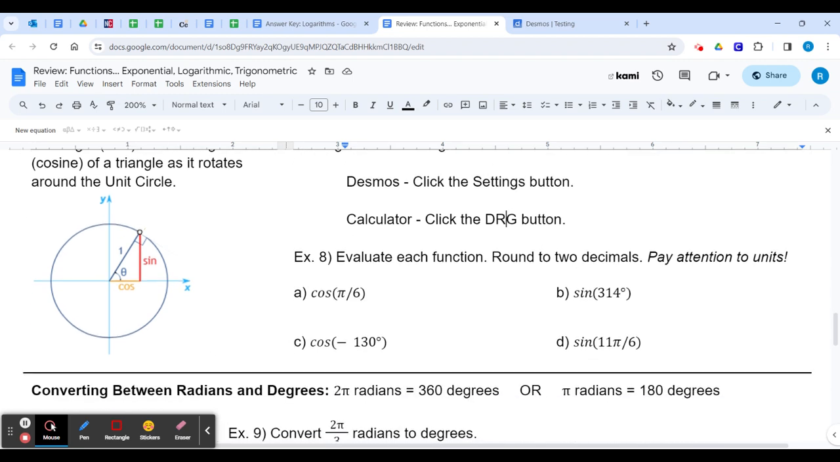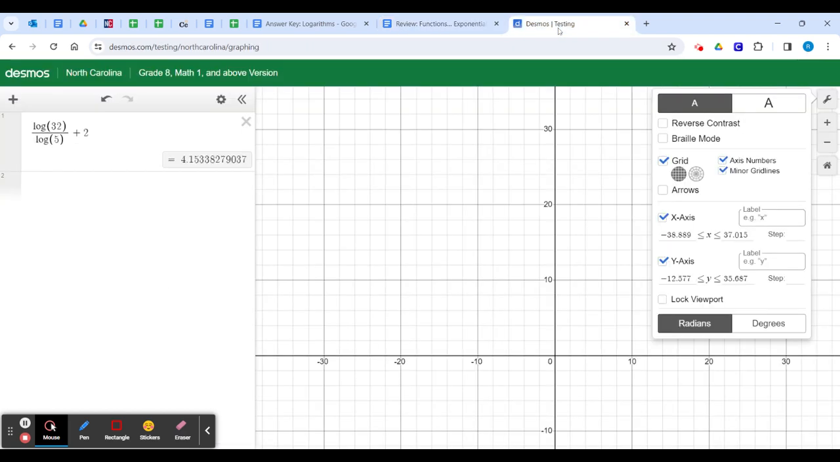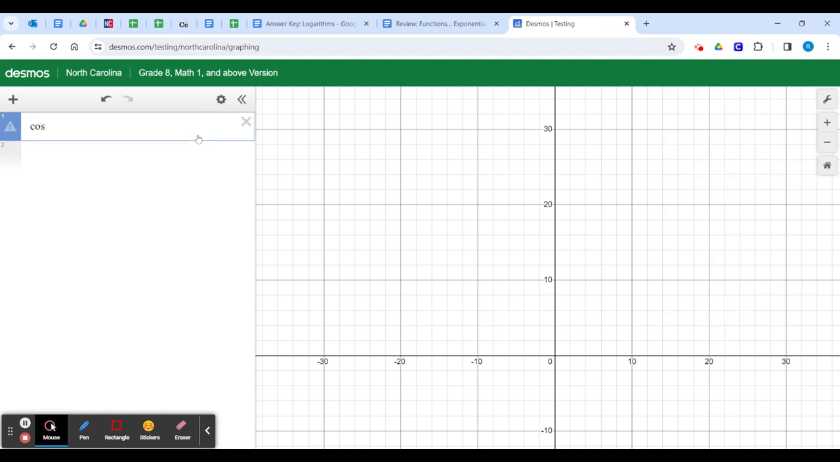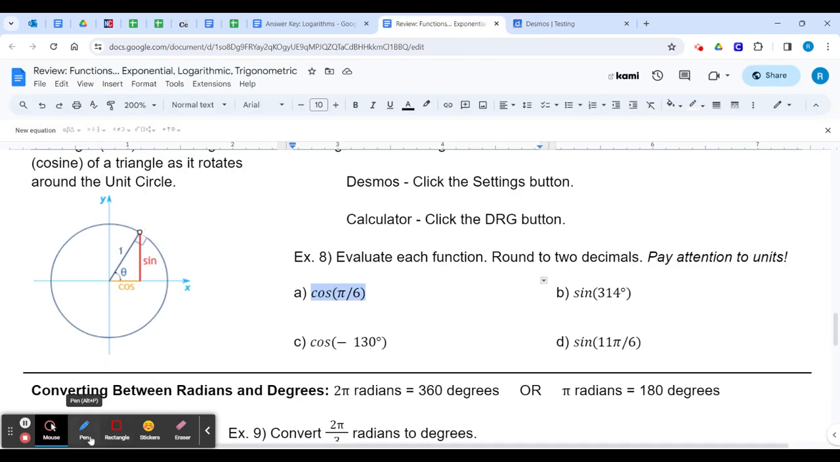If we're evaluating these functions, it's as simple as plugging them into our calculator as long as we have the units set right. In problem A here I have cosine of pi over 6. That's a radian measure. Radians are going to have pi in our measurements. So I check my calculator, make sure I'm in radians, and then it's as simple as typing in cosine of pi divided by 6. And it gives us an answer there. We're going to round to 2 decimal places. We're going to have 0.87 as our answer.